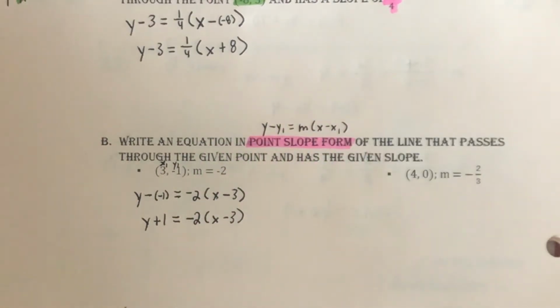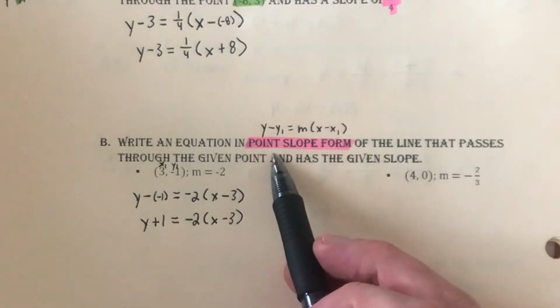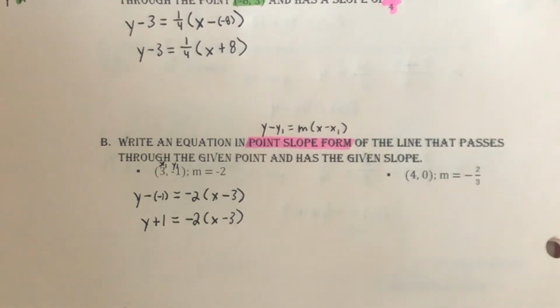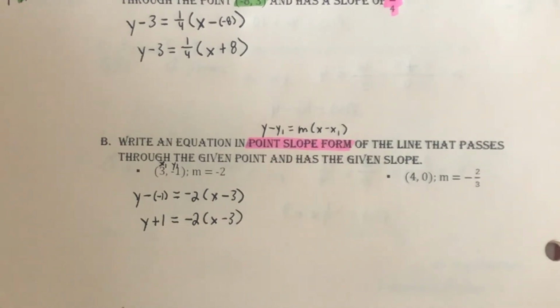And that's all we need to do to simplify this one, because they want us to keep it in point-slope form. All right, I'd encourage you to try that second example under example B if you haven't already.